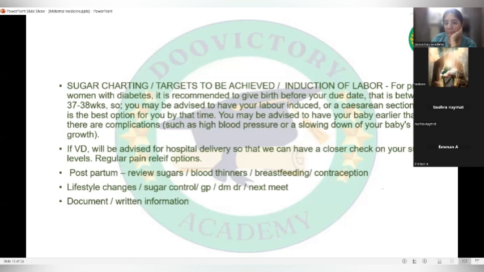Ma'am, some patients are nowadays on insulin pumps, subcutaneous. Ma'am, can you tell more about what she has to do during pregnancy? So that's quite a topic you asked, and I want to.